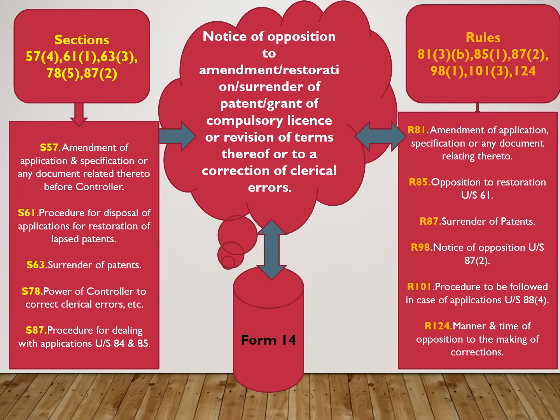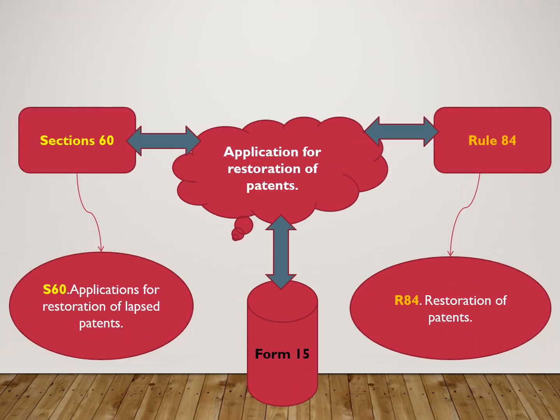So let us proceed to form number 15. The title here is Application for Restoration of Patents, and the related section is 60 and the related rule is 84. The title of section 60 is Applications for Restoration of Lapsed Patents, and rule number 84 is Restoration of Patents. So you can just observe one keyword here. The keyword is restoration of patents. So easily you can relate the form, the rule and the related section.